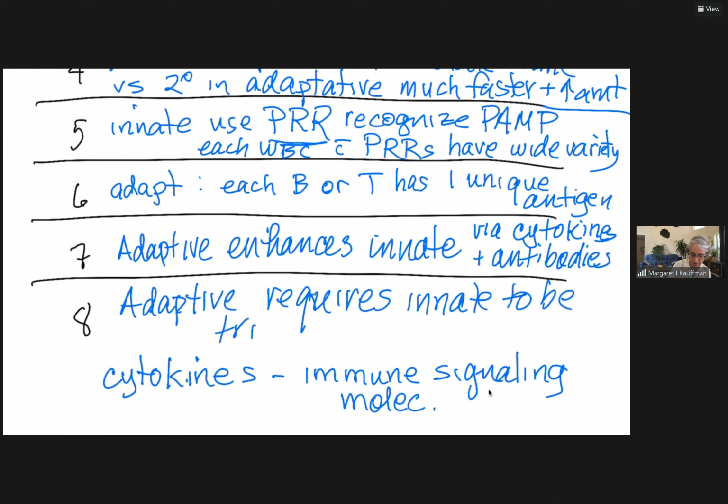And this is going to be through a cell called an antigen-presenting cell. Again, another acronym, antigen-presenting cells. All right, so that was a big topic.